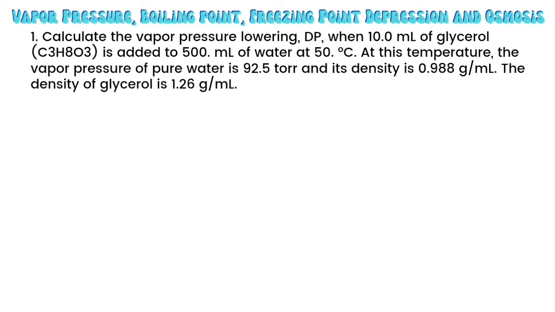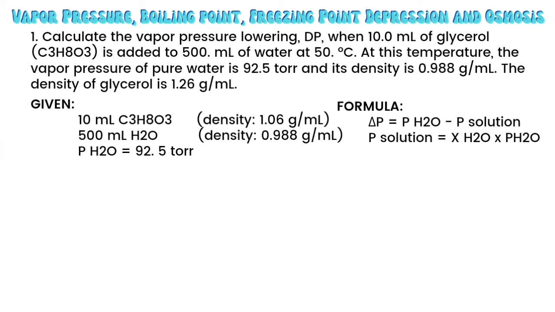Calculate the vapor pressure lowering, delta P, when 10.0 mL of glycerol is added to 500 mL of water at 50 degrees Celsius. At this temperature, the vapor pressure of pure water is 92.5 torr and its density is 0.988 grams per milliliter. The density of glycerol is 1.26 grams per milliliter.